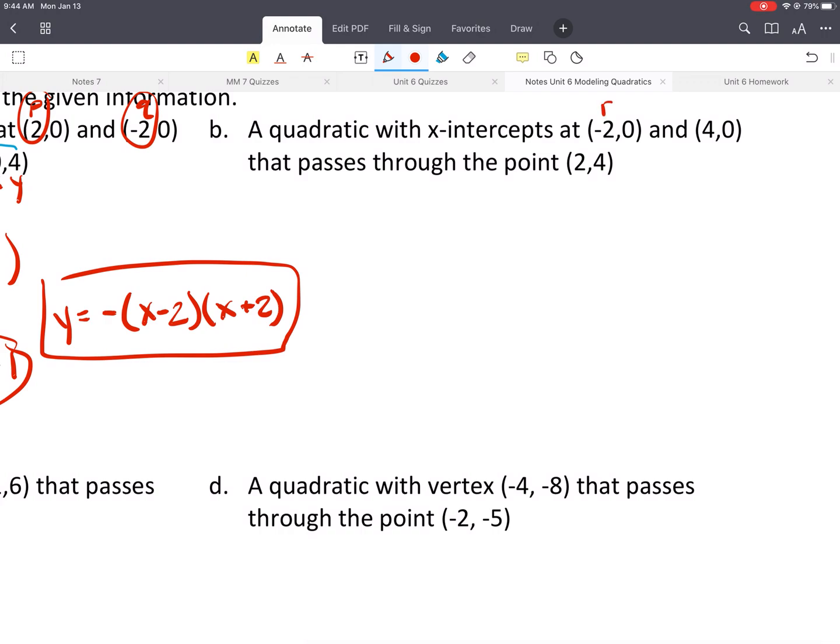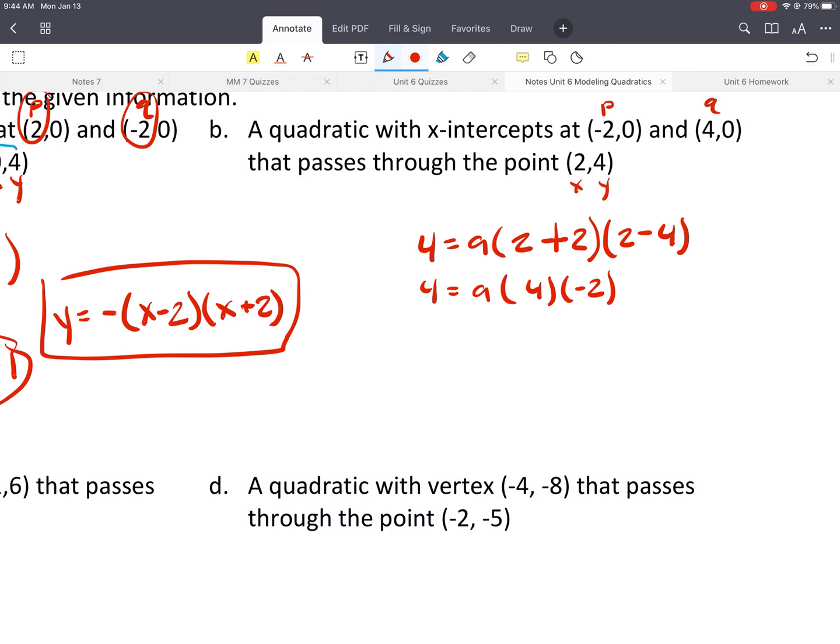So this again would be our P, this would be our Q, X, and our Y. Plug everything in, so 4 equals A, X minus P, so it'd be a minus a negative 2, gives you positive. And then we do X minus Q. That gives us 4 and negative 2. And then that gives us negative 8. And then we'll divide both sides by negative 8. So we get A is equal to negative 1/2.